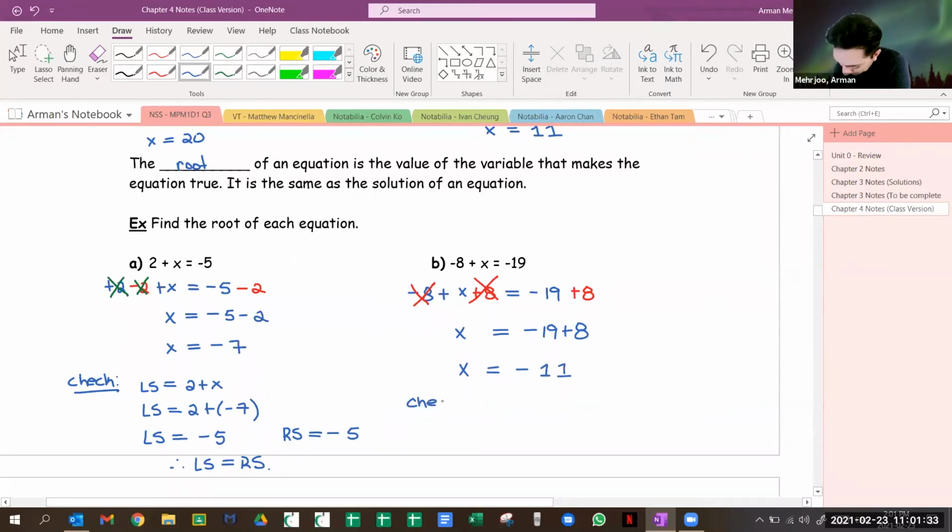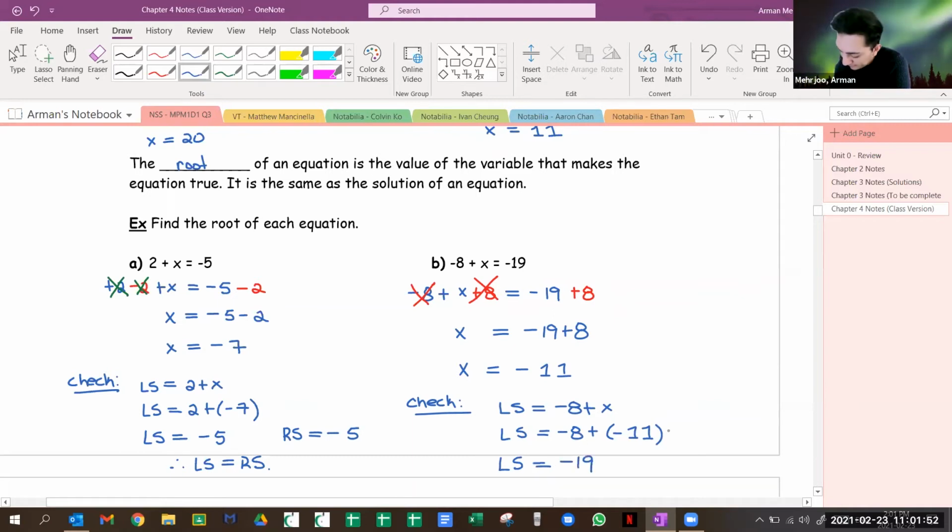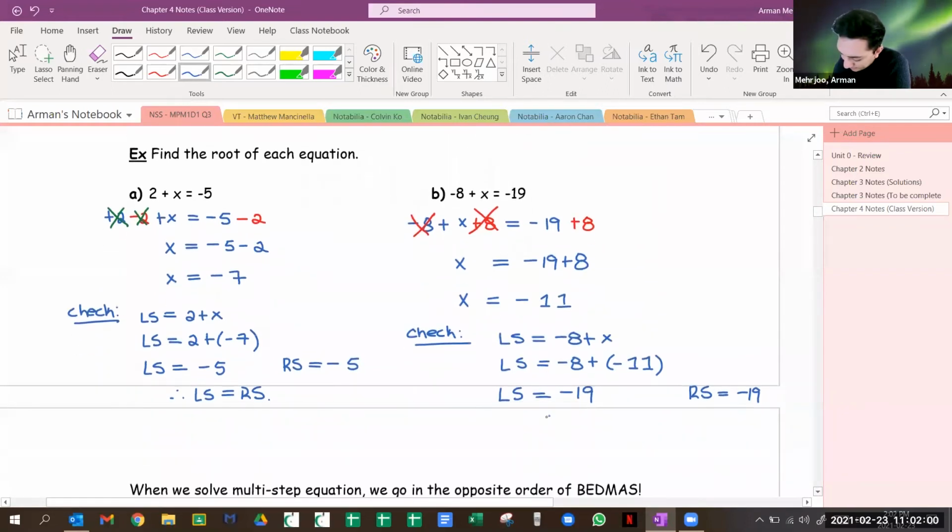Let's do a check. My left side is equal to negative 8 plus x, or negative 8 plus negative 11. And negative 8 plus negative 11 is equal to negative 19. My right side is equal to negative 19. Therefore, left side equals right side.